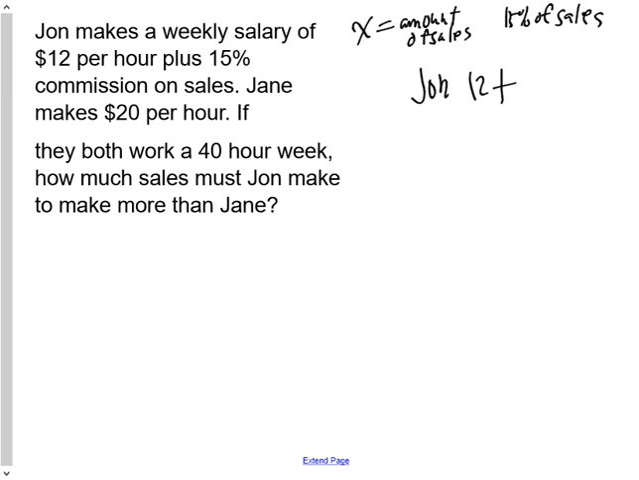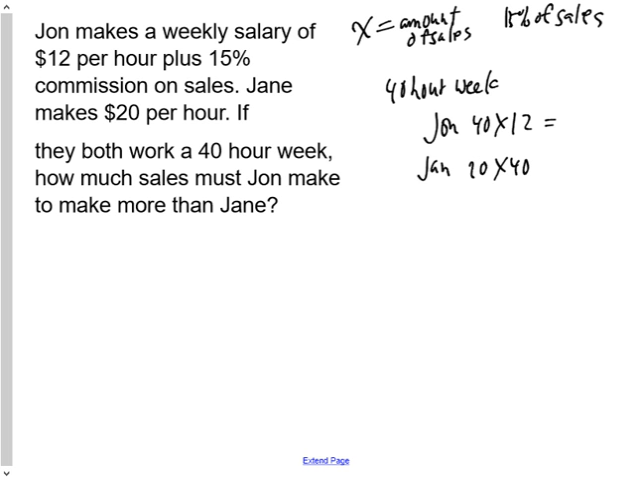And since John is making $12 per hour, then in a 40-hour week, John will make 40 times $12, and Jane will make 20 times 40 hours. So he will make $480, and she will make $800. Okay? So those are going to be our constants in our inequality.